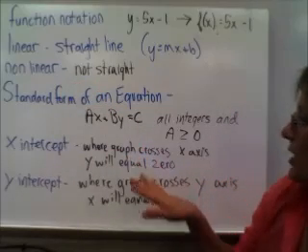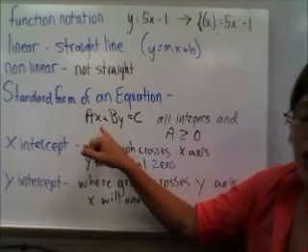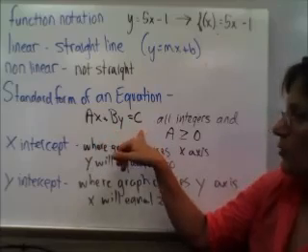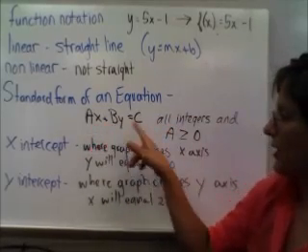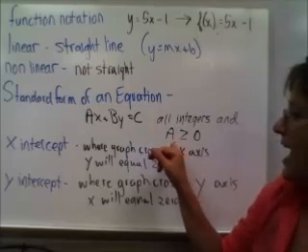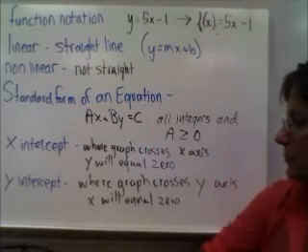Standard form of an equation: ax plus by equals c. All of them are integers, that's why they're capital letters. They're all integers, and a has to be positive.